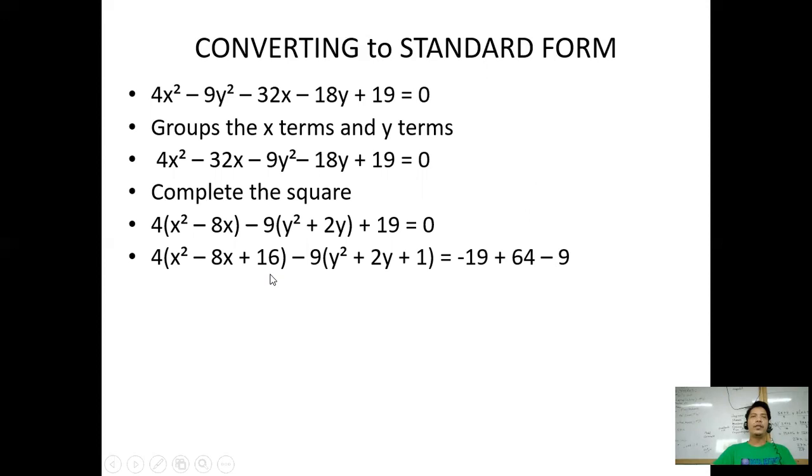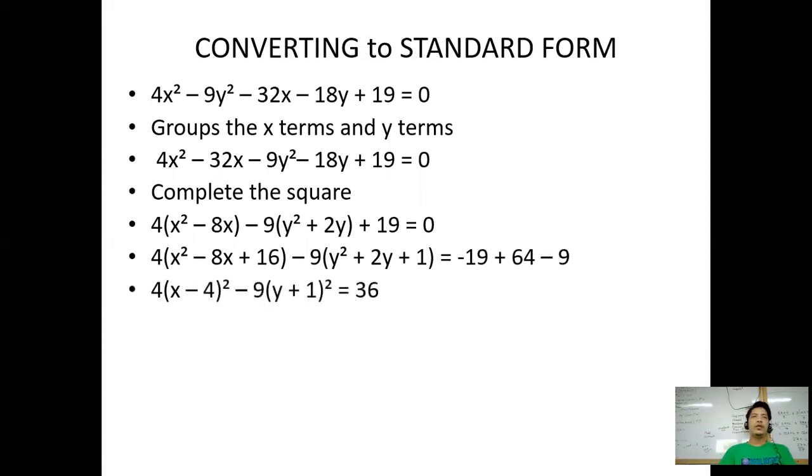So pwede kong sabihin na x minus 4 then x minus 4. Kasi FOIL method, x minus 4 times x minus 4 will be x squared minus 8x plus 16. So dito naman, y squared plus 2y plus 1 will be y plus 1 times y plus 1. So ganun lang, para makuha natin yung y squared plus 2y plus 1. So check natin yung next step.